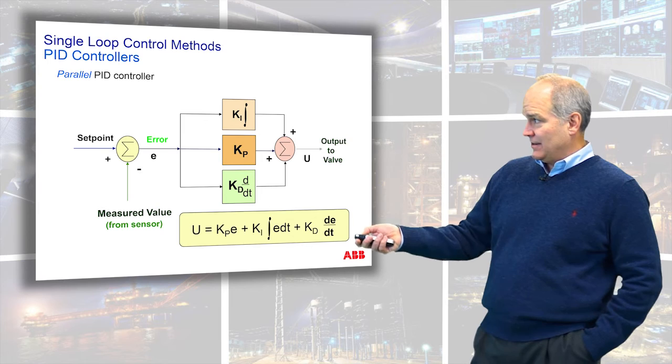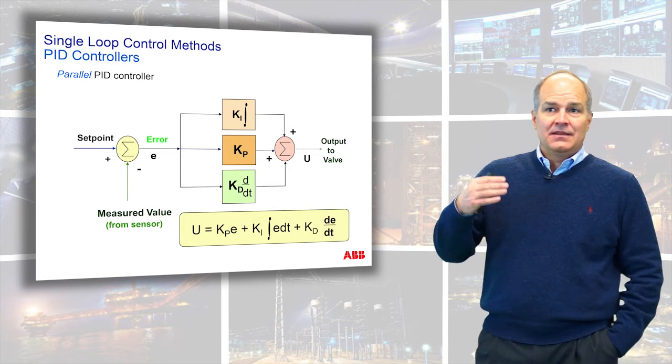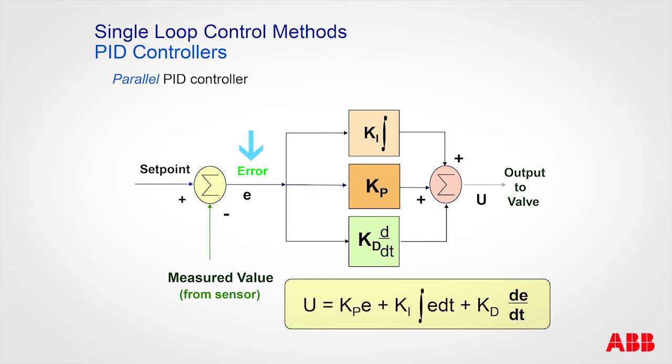Each of these lines are parallel. Is the path the same? So we have an error. If there is no integral or derivative, it goes straight through here. That kind of makes sense. Proportional gain times the error, okay? Or if you're going to use integral, the error goes through the integral on the error, or derivative.